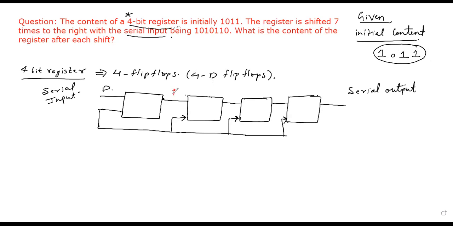So this is my 1, this is 0, this is again 1, and this is 1. These are the initial contents of my individual flip-flops when we talk in general about the shift register. And this is the clock.